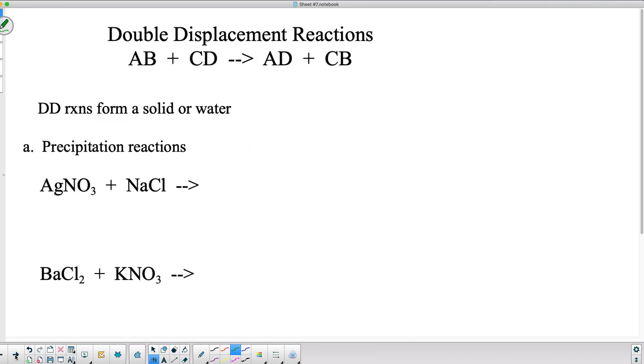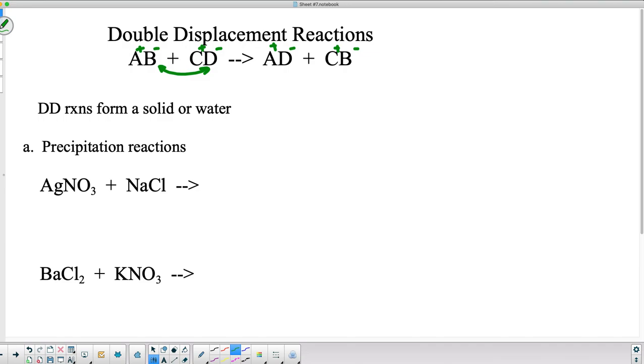So take a look at the pattern for a double displacement reaction. Here I have A and B together. A is the cation, B is the anion. So A is positive, B is negative. C is the cation and D is the anion. On the other side, what happens for a double displacement reaction is that we have B and D switching places. So A and D then go together and C and B go together.